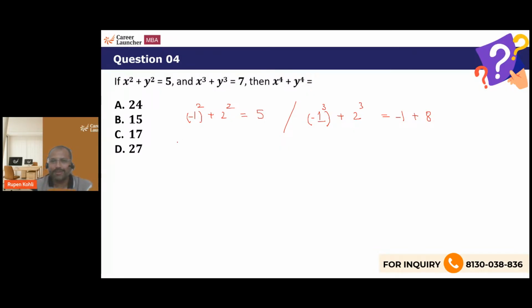So therefore the point is, you need to think with negative numbers as well. The fact is that over here, minus 1 comma 2 in an unknown order are the values of x and y. Minus 1 whole square plus 2 square is 5. Minus 1 whole cube plus 2 cube is 7. And therefore, x power 4 plus y power 4 being a symmetric expression in x and y, which one is minus 1 and which one is 2 does not matter. The value is always going to be minus 1 whole power 4 plus 2 power 4, which is 1 plus 16, 17. Option C is the answer.